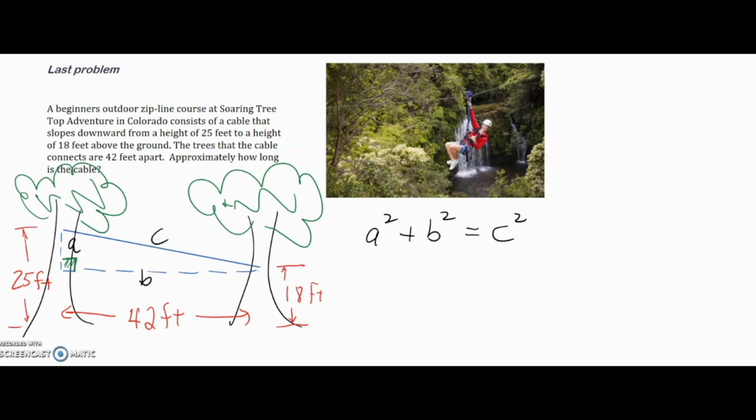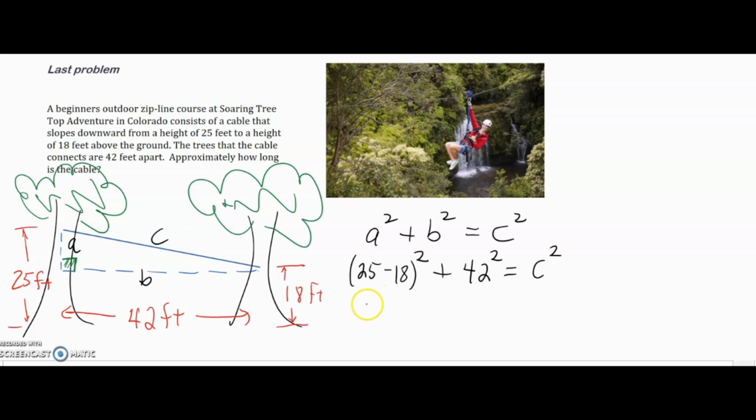What do you think? Well, notice that A does not go all the way down to the bottom, so it's not the 25 feet. It is actually a lot shorter. By how much? Oh, by 18 feet, that's right. So A is really 25 minus 18 squared. And what about my B? Oh, that's the separation between the trees. So that's 42 squared. And I'm interested in that C squared.